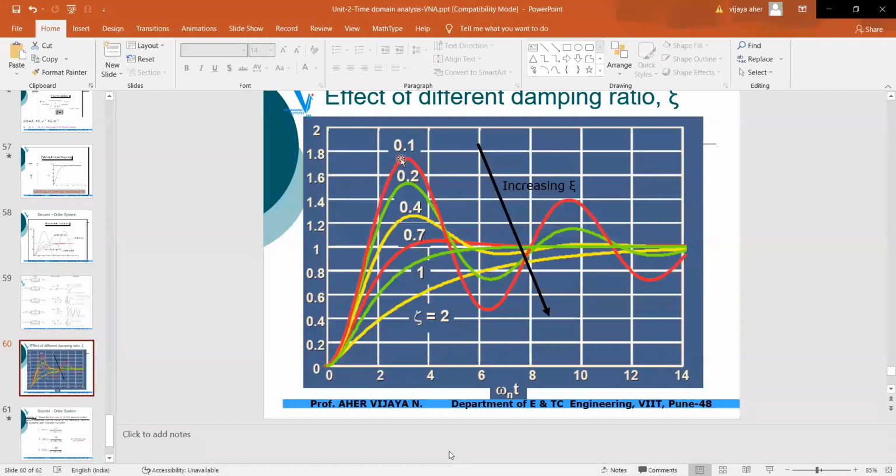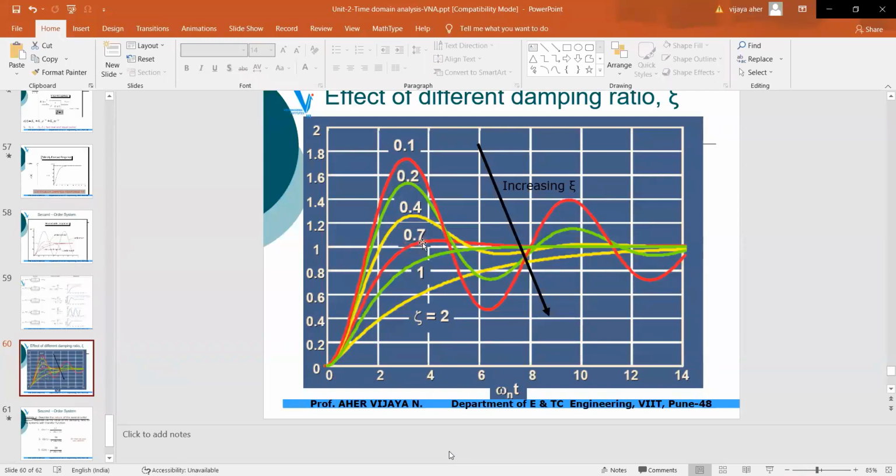When the value of zeta is increased from 0.1 to 0.2, overshoot is decreased. Overshoot is decreased. बरोबर? Then when the value of zeta is changing from 0.2 to 0.4, overshoot is decreased. इथे पण decrease झालाय overshoot, right? 0.4 पासून 0.7 ला आलाय. The system response is like this. अजून कमी झाला overshoot, बरोबर? And system is trying to settle down.